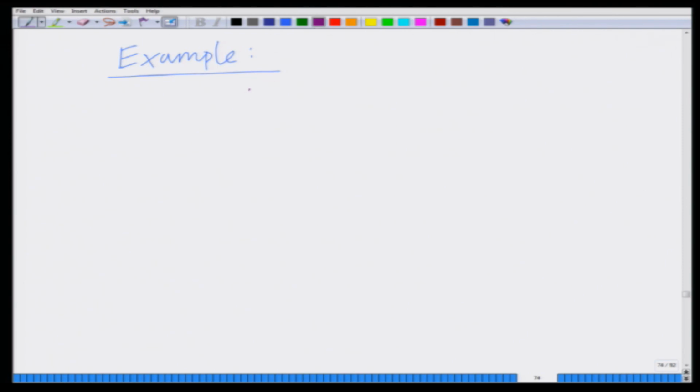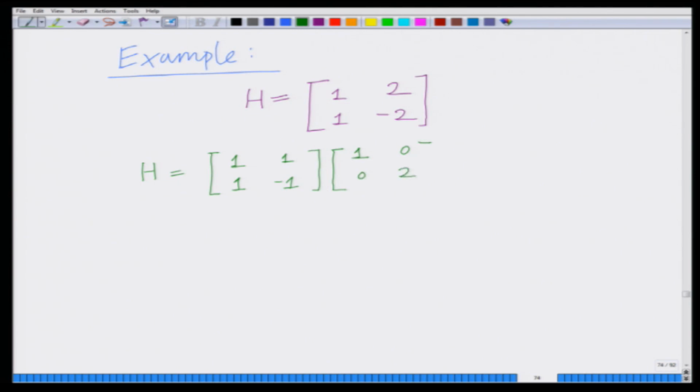That is, I have H equal to [1 1; 2 -2]. This is my channel matrix. I can write this channel matrix H first in terms of two columns, 1 comma 1 and 1 comma minus 1, times a diagonal matrix, 1 comma 0, 0 comma 2. But if these are my singular values, you can see they are not in the correct order, because one singular value, the 1, is less than 2.